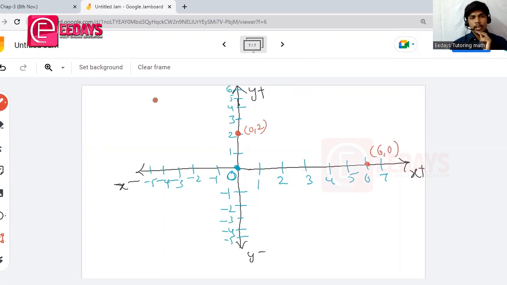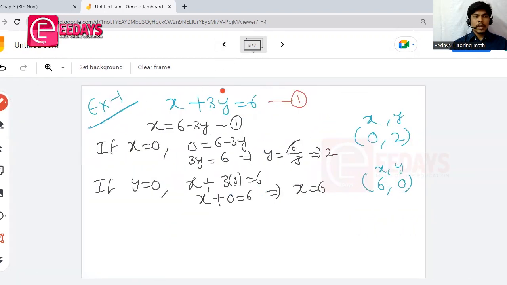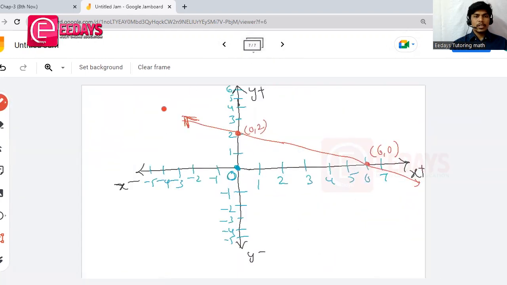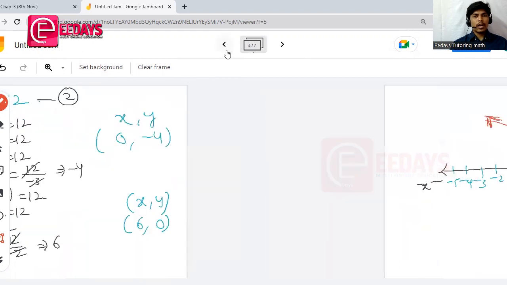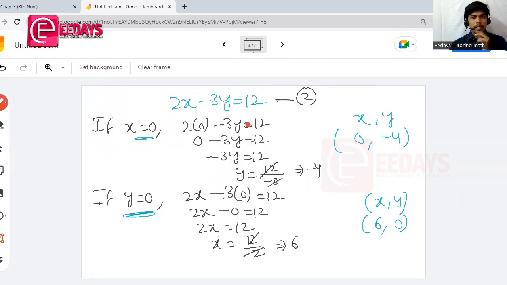Now let's join these two dots. You just draw. Okay, I didn't get the proper line, I'm drawing again. Yeah, you'll get the straight line like this. Name this straight line as, what is the equation 1? x plus 3y is equal to 6. First we'll draw another line, then we can understand.